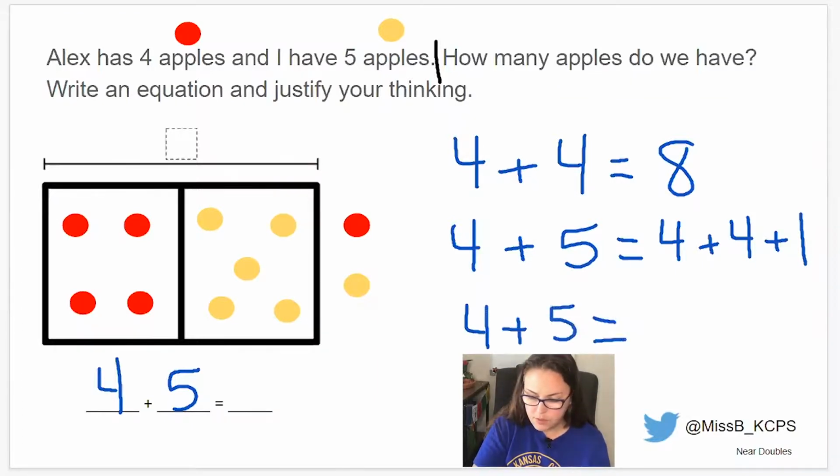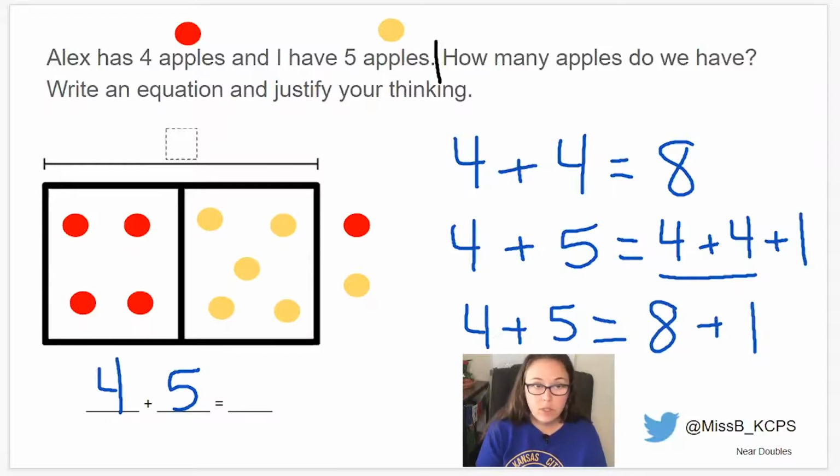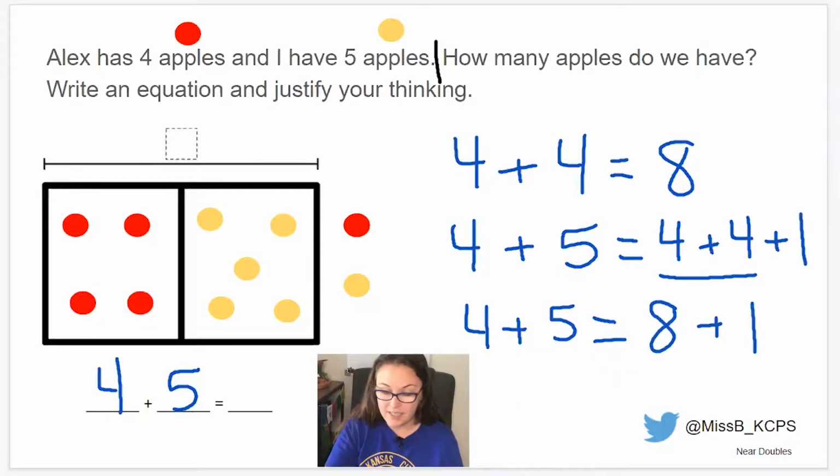equals, and then do you remember what we said about 4 plus 4? What does that equal? That equals 8. So we've taken this part out, but we still have the plus 1 at the end. So now I know that 4 plus 5 is the same as 8 plus 1. Then I know that 4 plus 5 is the same as, what's 8 plus 1? Can you tell me?